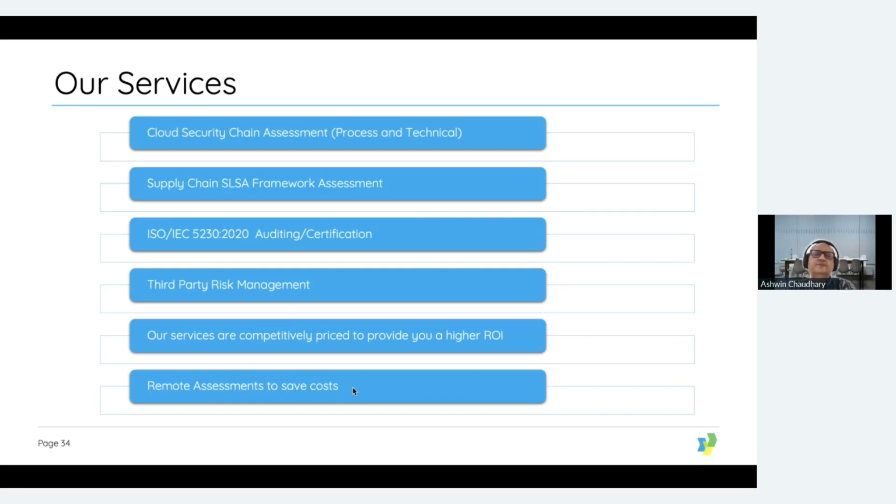assessment itself? Then what is the SLSA or SALSA framework? How does it help? And then what is the ISO IEC 5230 auditing and certification platform? And of course, we have other third-party risk management tools such as traditional ISO and SOC 2 and other certifications. And why SCGL? Because we are competitively priced and we can do some remote assessments to save the cost.